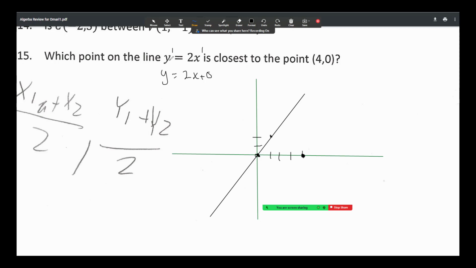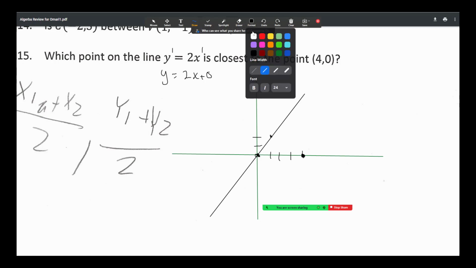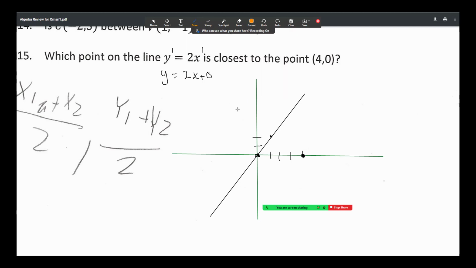So they say, which point on the line is the closest distance to the point? A concept that you'll learn in geometry is this: the point that's going to be the closest on the line will be found on what's called the perpendicular bisector. So let me move this line.